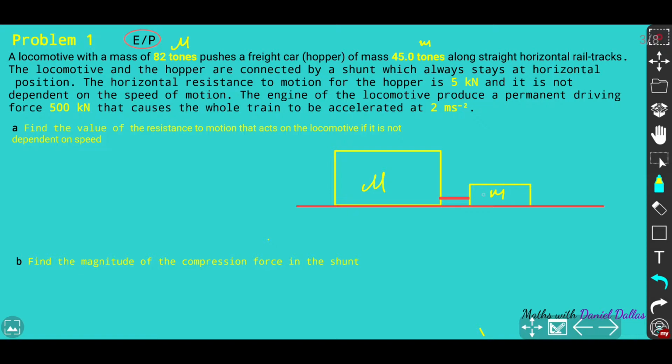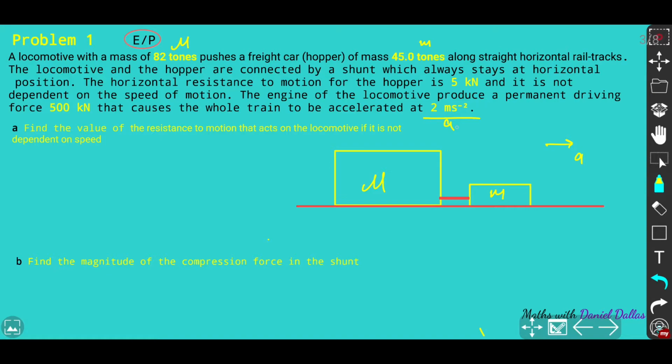Okay, so the locomotive pushes the hopper which is in front of it, and you see a permanent driving force of 500 kilonewtons applied. That means the engine of the locomotive produced this force, so everything accelerates with the same uniform, constant acceleration of 2 meters per second squared. Okay, that's the acceleration. We need to set up the force that acts on each separate object, or we can consider the whole system of two bodies as one object, which may simplify our solution for this problem. So I'll show you two ways: if you separate them, and if you consider it as one whole. First of all, let's separate them and consider each object in the system separately.